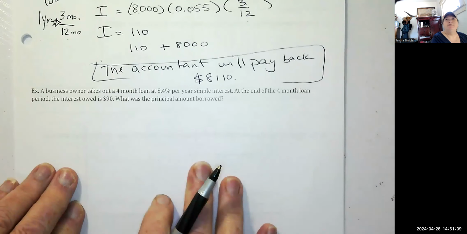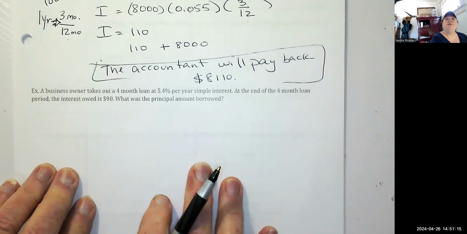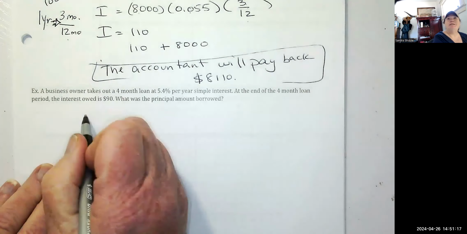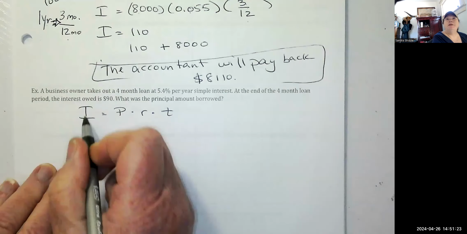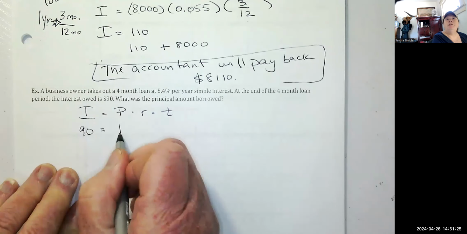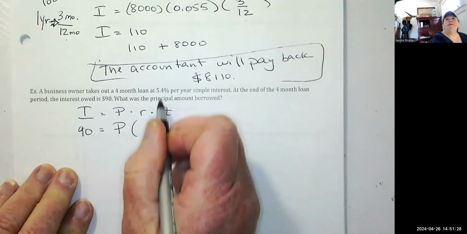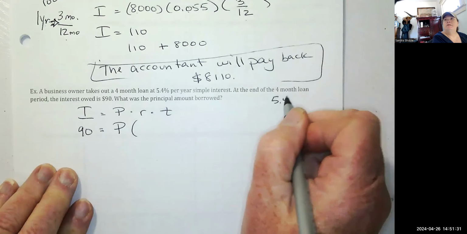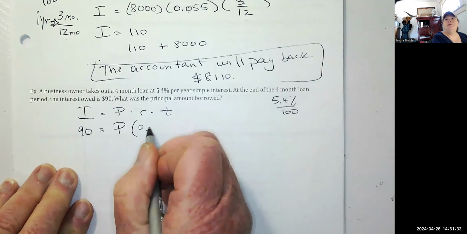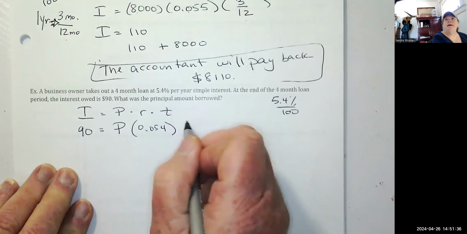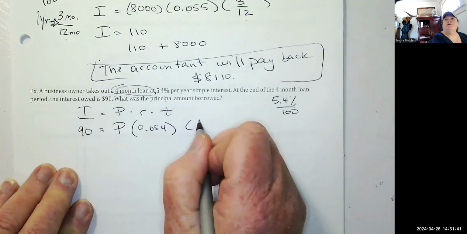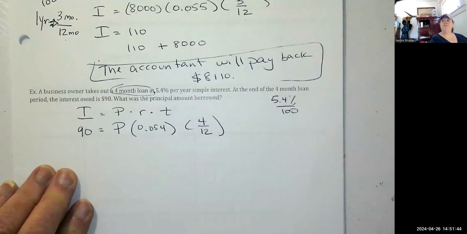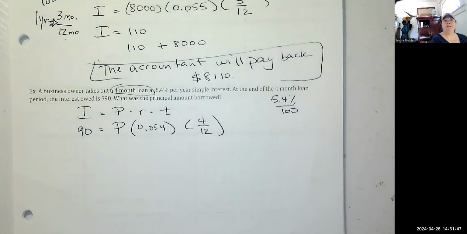Business owner takes out a 4-month loan at 5.4% per year simple interest. At the end of the 4-month loan period, the interest owed is $90. So they're telling us the interest, and they want to know what the principal is. If the interest is 90, we're looking for principal. Our rate is 5.4%. Divide that by 100, you get 0.054 for the decimal. And then how long? 4 months. Okay, so 4 out of 12 is what we're going to have to do for that, because it's dealing with months.